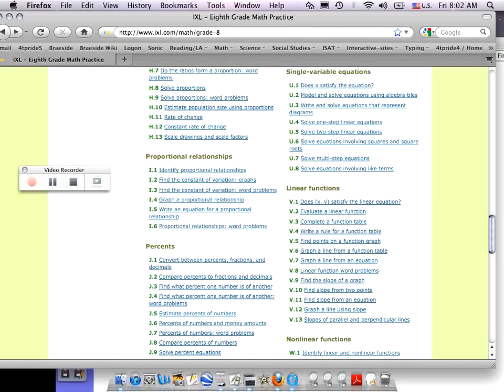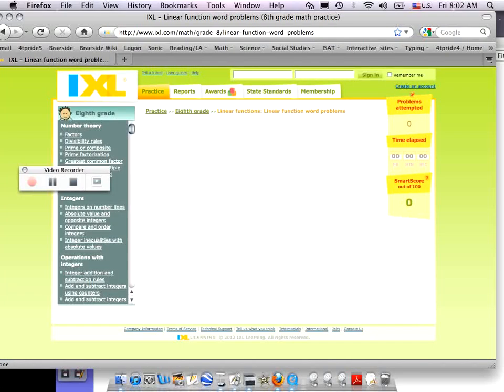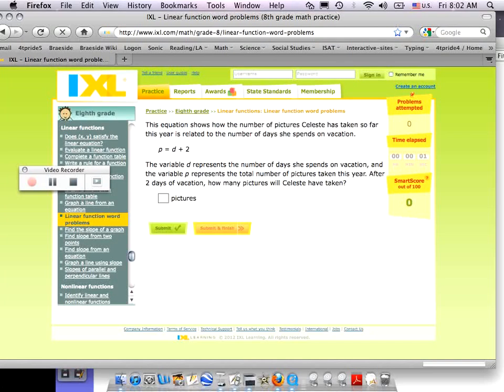All right. The next is linear function word problems. Linear function word problems. This is a little bit tougher. This equation shows how the number of pictures Celeste has taken so far this year is related to the number of days she spends on vacation. P equals D plus 2.